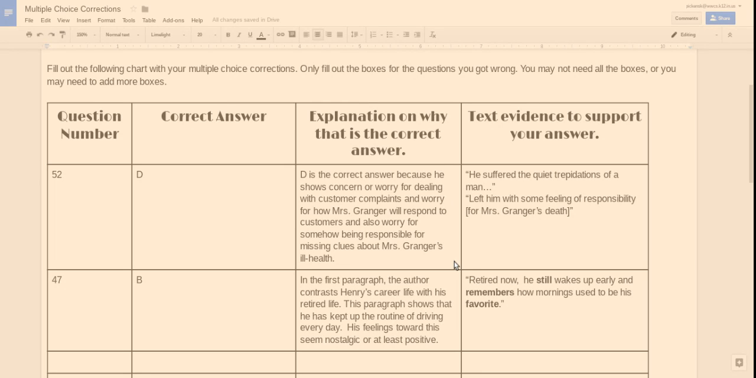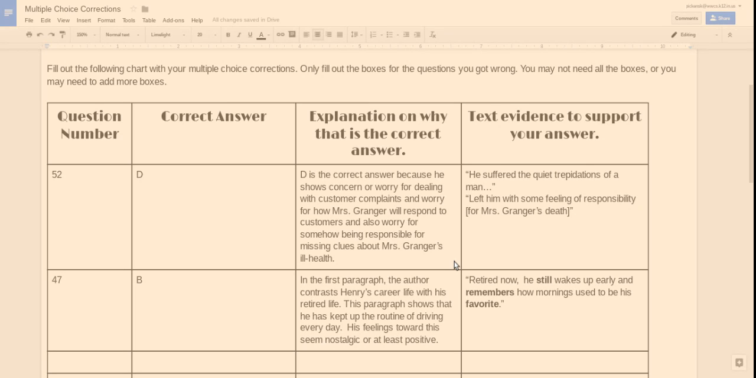And then you need to provide text evidence to support your answer. So in this case, I used two really short quotations here. He suffered the quiet trepidations of a man. So already that word trepidations is showing that he has worry. And again, I had to look that up to understand that, but I can do that now. And at the very end of the paragraph, left him with some feeling of responsibility for Mrs. Granger's death. So I have some text evidence here to support this idea of worry.